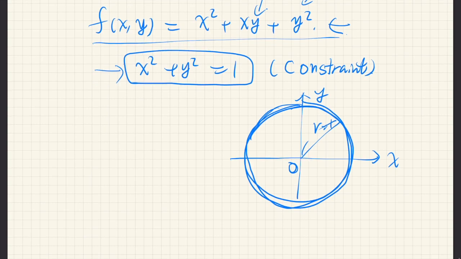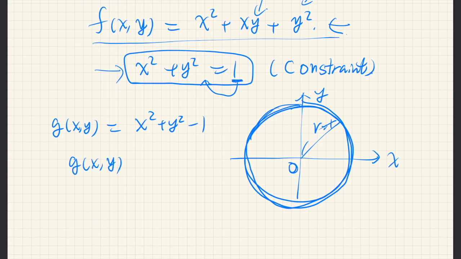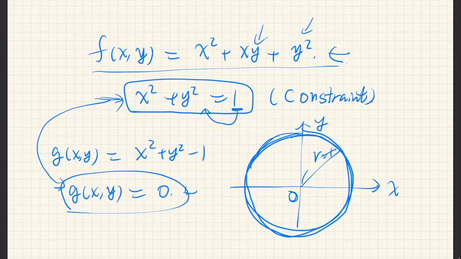So first, we define this function g of x and y, that is x squared plus y squared minus 1. So we just moved this one to the left. And then the constraint can be expressed as g of x and y equal to 0. So this is equivalent to this constraint, right? So with this constraint, we want to find the extreme values of the function f of x and y.